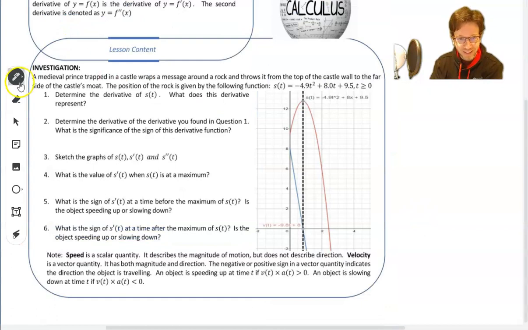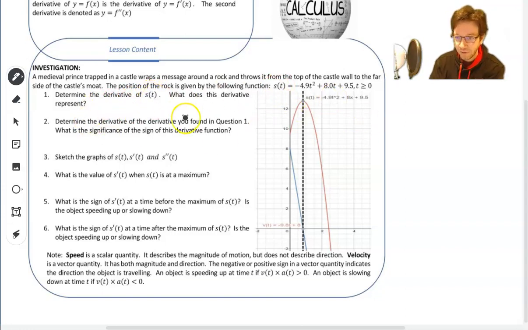Alright, so if we were to try an example then, here we have a medieval prince trapped in a castle, wraps a message around a rock and throws it from the top of the castle wall to the far side of the castle's moat. The position of the rock is given by this function. Determine the derivative of that function.